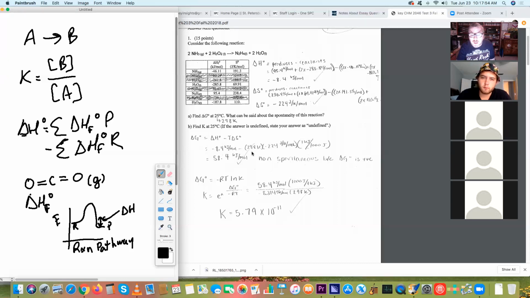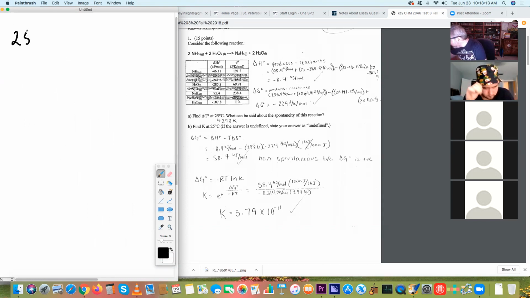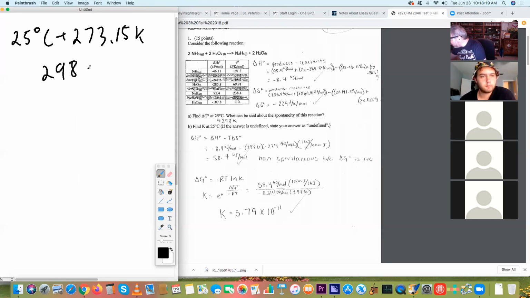minus 8.4 kilojoules per mole, minus, and this is T delta S. Now T is the Kelvin temperature, so it's 25 degrees Celsius, and that becomes 298 K. Now when we're doing the temperature conversion, I just want to point this out, because it's not been shown here. It's going to be 25 plus 273.15 K, which comes out to be 298 K.